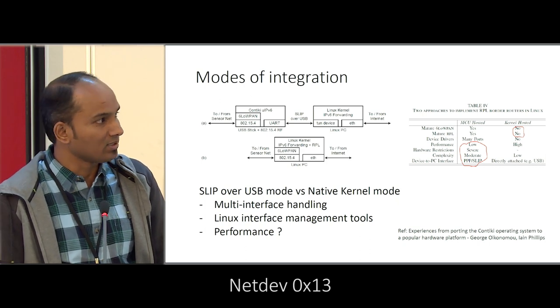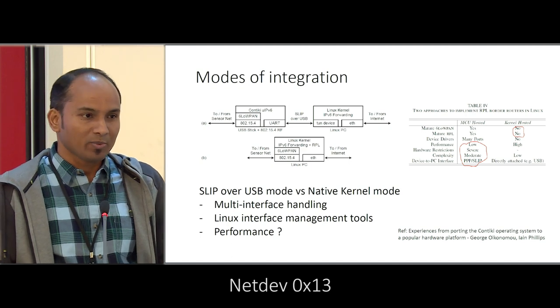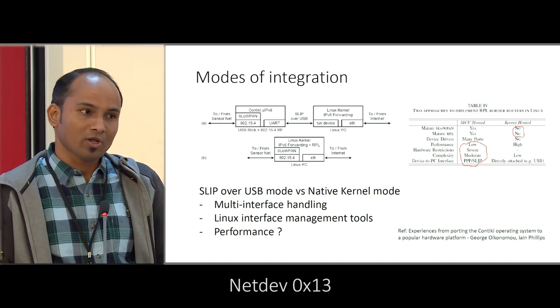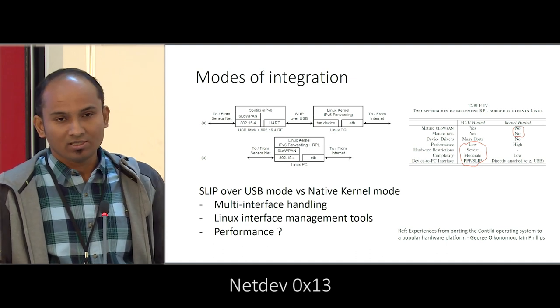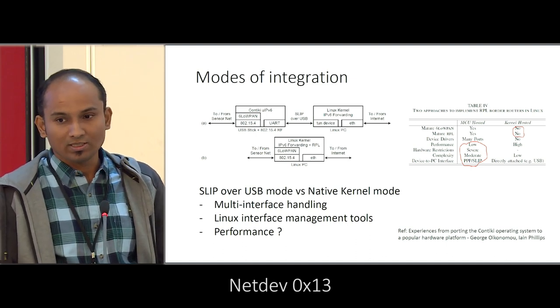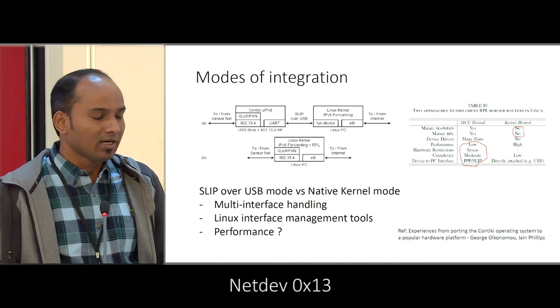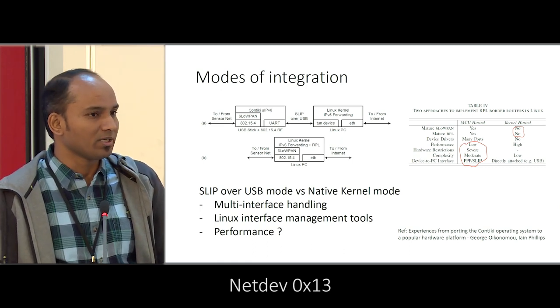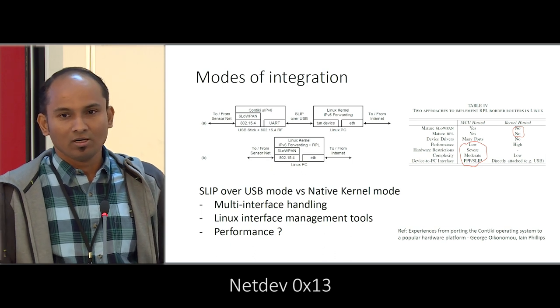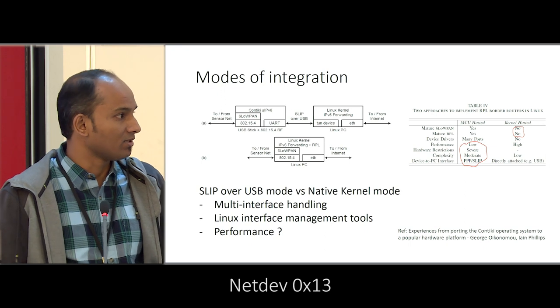While we don't think this is the best way of handling things, for these reasons: for multi-interface handling, for PLC and 802.15.4 together, it makes things particularly complicated. Secondly, the Linux interface management tools are not useful in that case. Performance is also a factor. Having said that, we don't expect millions of packets per second or even thousands of packets per second, so performance is not a big criterion, but SLIP is not a good thing to use if performance is expected.